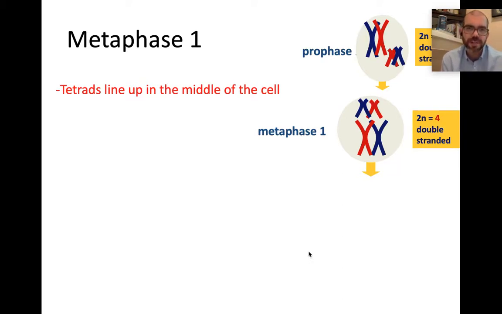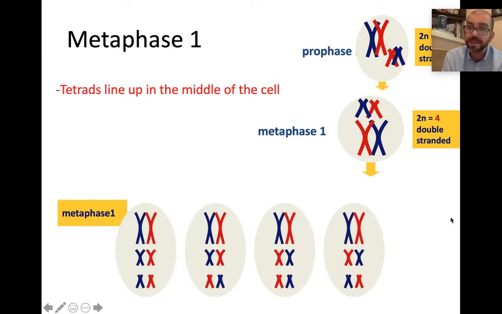Chromosomes attach into tetrads. For metaphase 1, we're still going to have things lining up in the middle. But in mitosis, it was chromosomes. Now tetrads line up in the middle. So you can see in this diagram, I have this tetrad here lined up and this tetrad right here lined up in the metaphase plate. So tetrads will line up in the middle.